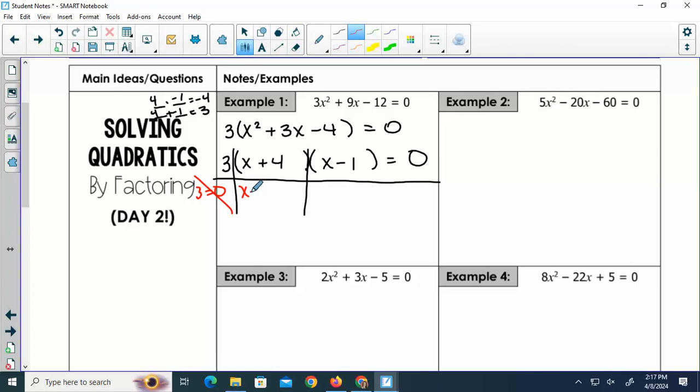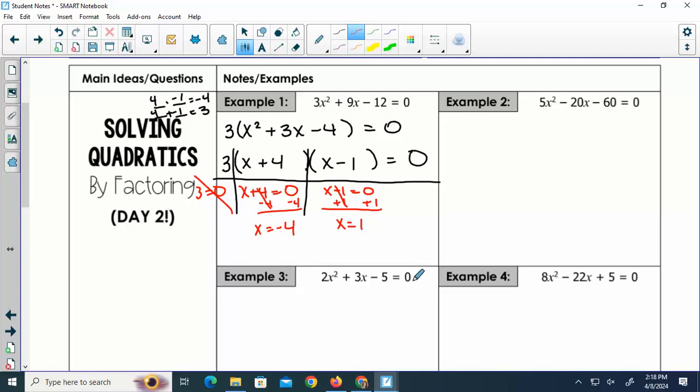Okay, what makes x plus 4 equal 0? So it's just like solving an equation, we subtract over the 4. And we get negative 4. Alright, if we set x minus 1 equal to 0, add the 1, and we get x equals positive 1.